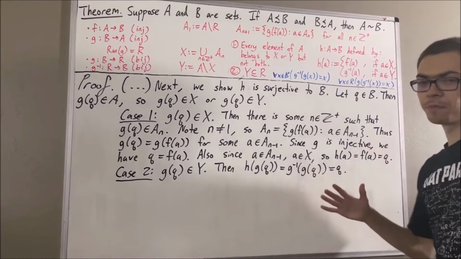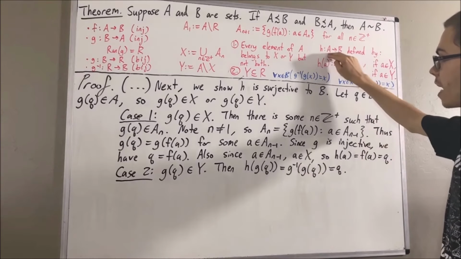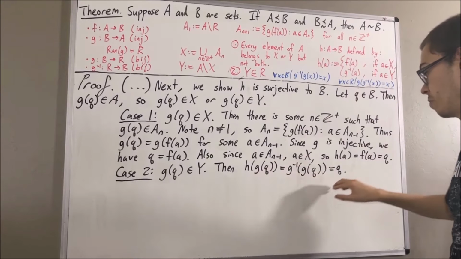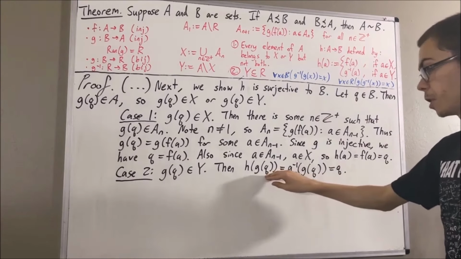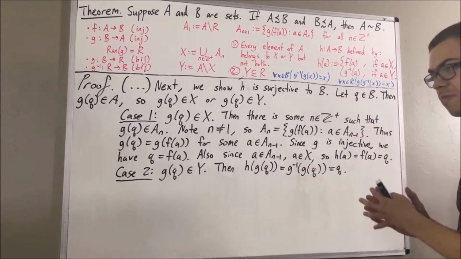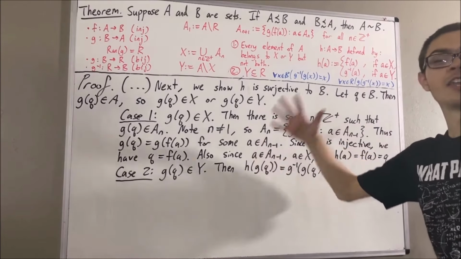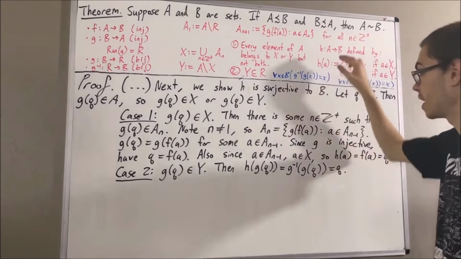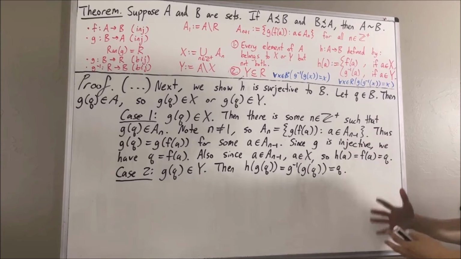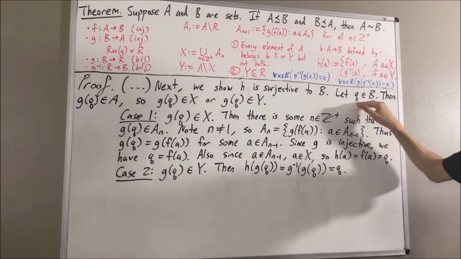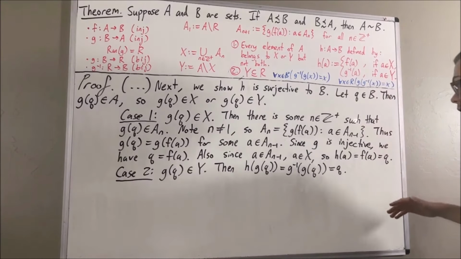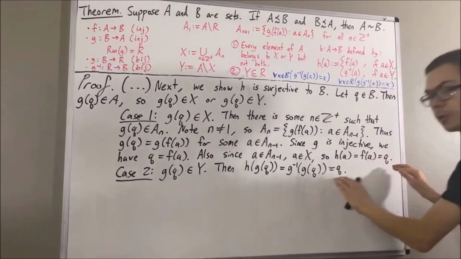So this completes case two, because we have found an element in A such that if we were to take that element and send it into the function h, we get an output value of q. Namely, g of q is the element of A we would send into the function h to get an output value of q. So we have shown in either case that there exists an element p in A such that h of p is equal to q. So putting this all together now, we see that given any element q in B, there exists an element p in A such that h of p is equal to q.